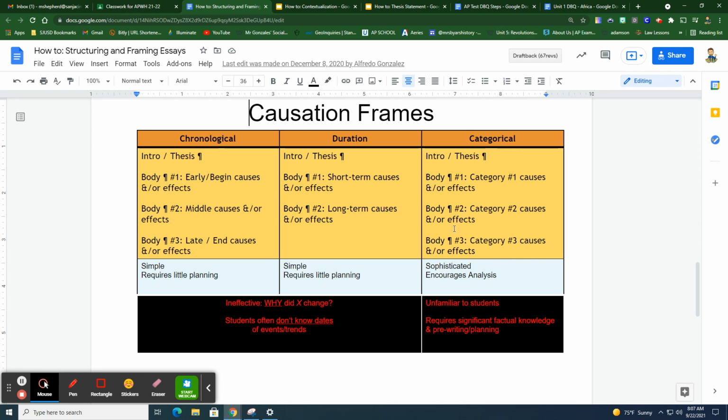Now, for those of you who haven't gone over the DBQ slide yet, go ahead and go through it. You'll see what the unicorn point is. I'll also be going over that again on Friday, and I'll make a video for that as well.